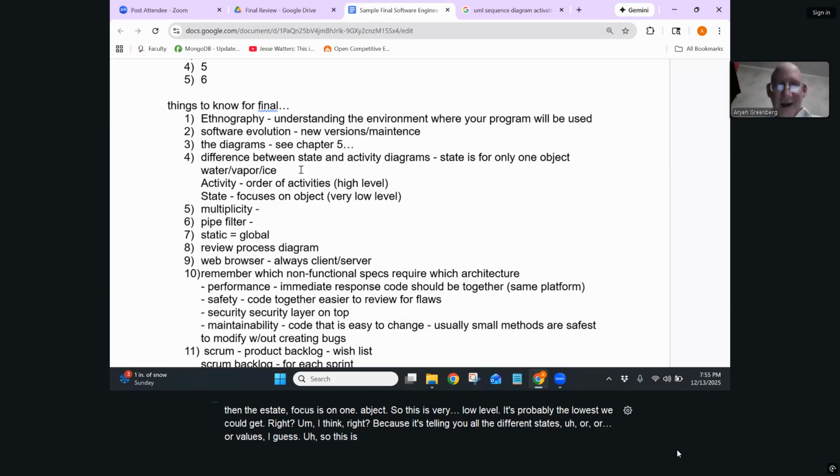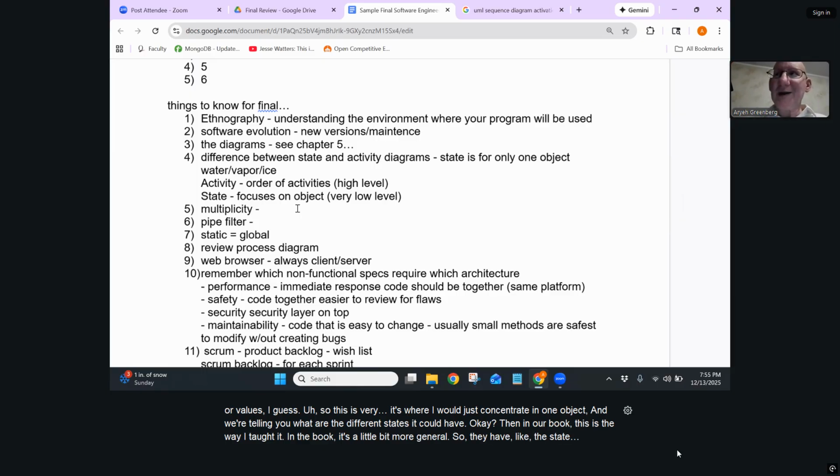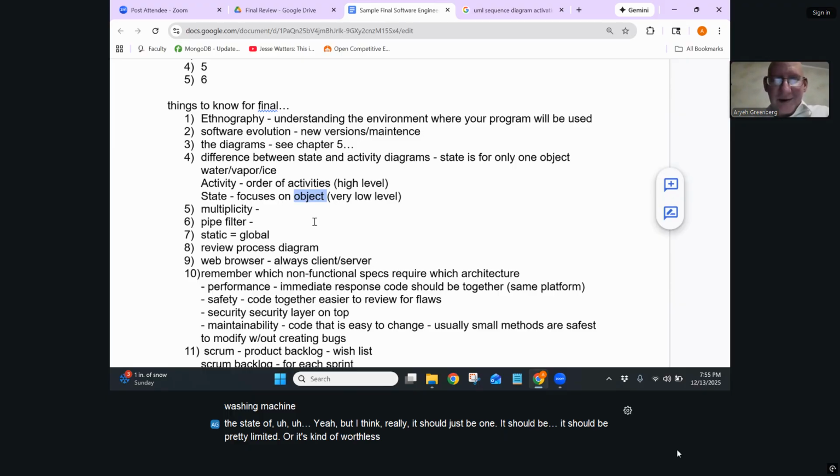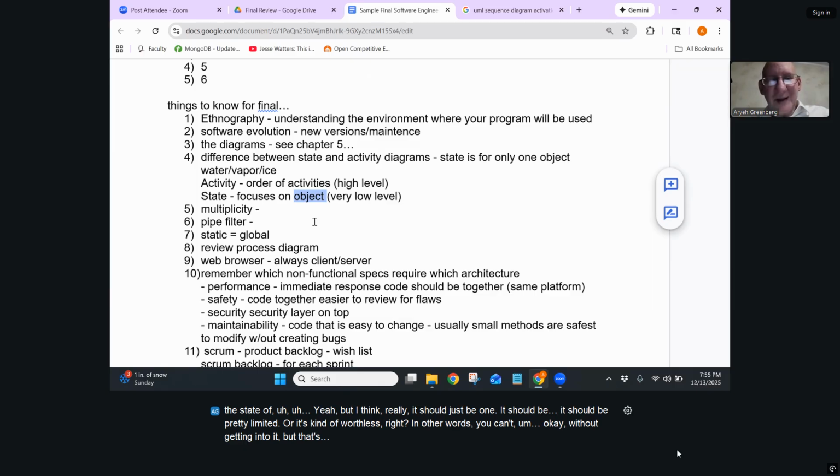So we're just concentrating on one object, and we're telling you what different states it could have. In the book, it's a little bit more general. They have the state of a washing machine, but I think really it should be just one object. It should be pretty limited, or it's kind of worthless.